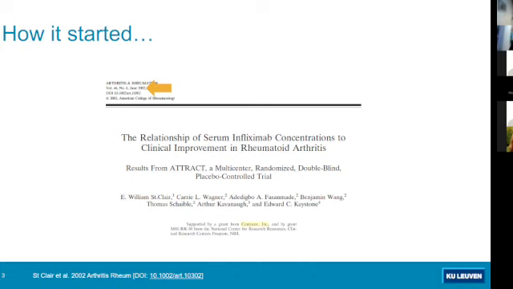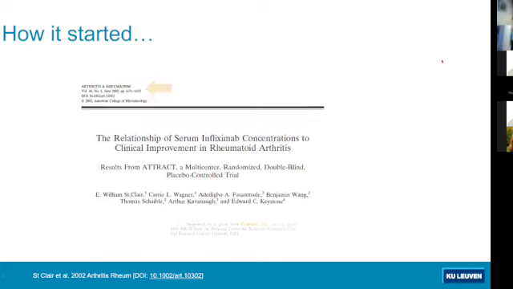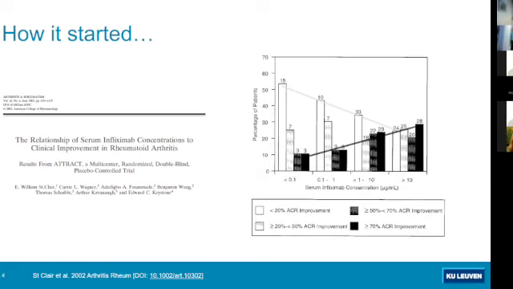And it was really just a few years later, in 2002, that the company, Centocor, what is now Janssen Biotech, published this paper. And as you can see, it discusses the relationship between serum infliximab concentrations and clinical improvement in patients with rheumatoid arthritis. And in this paper, there is this one plot where you can nicely see that when the infliximab concentrations increase, you have gradually more patients who have better therapeutic outcomes.